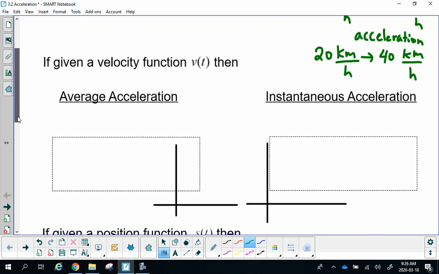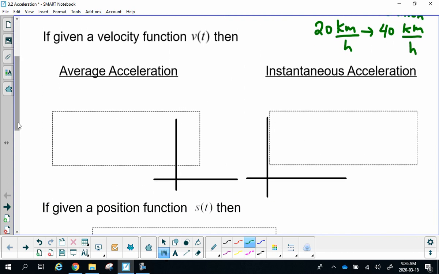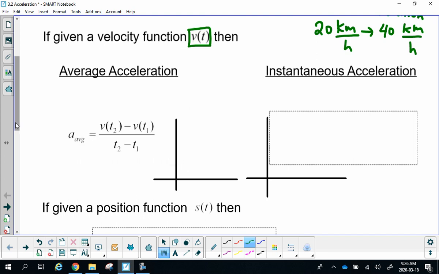So, just like yesterday, we had a position function. Today, we have a velocity function. So, if we have an average acceleration versus instantaneous acceleration, it's the same idea. When we're looking at average acceleration, we're looking at some velocity function. So let me just draw something like this. Okay, so we can see that the velocity is changing at an increasing rate. It's not staying the same, right?